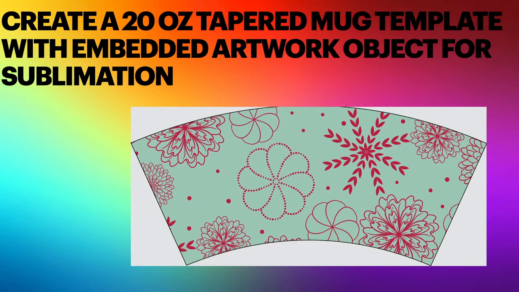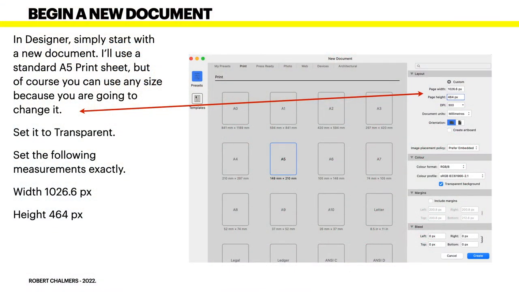Hi guys again. This time we're going to create a 20 ounce tapered mug template with embedded artwork object for Sublimation. You've perhaps seen the other two, a 10 ounce I think it was, or a 12 ounce, a 17 ounce. Now we've got a 20 ounce tapered mug template with embedded artwork for Sublimation. Too easy, it looks very much the same, but don't be confused because the measurements are different.